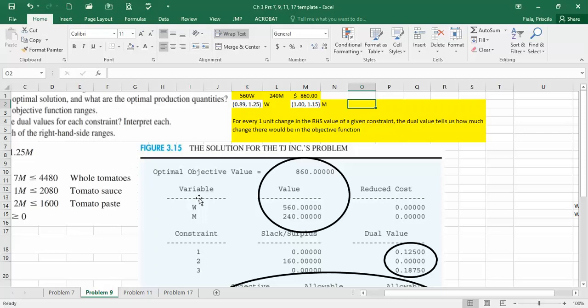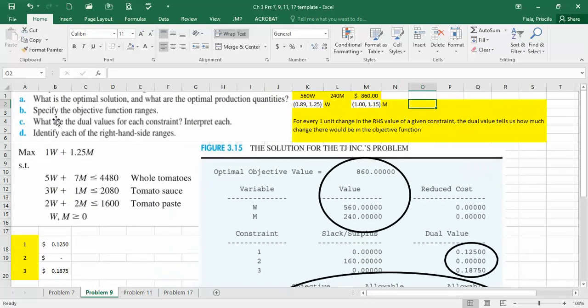Okay. So now, what are the dual values for each constraint? Well, if you do remember from the other problem that we did, problem 7, these are my dual values, and it says that for every 1 unit change in the right-hand side value of a given constraint, the dual value tells us how much change there will be in the objective function on this value right here, okay?